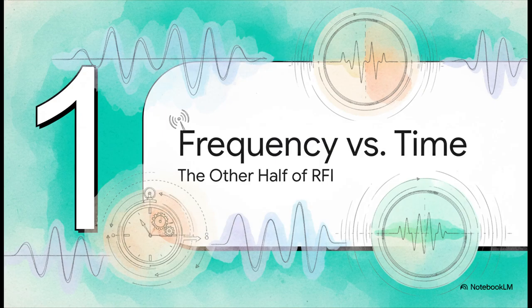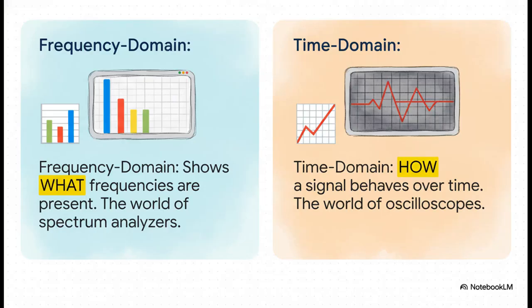And that really gets to the core of what we're talking about today. Think of it like two sides of the same coin, frequency and time. These are the two fundamental ways to look at any signal, and to be really effective at this, you gotta have both. So what's the real difference here?